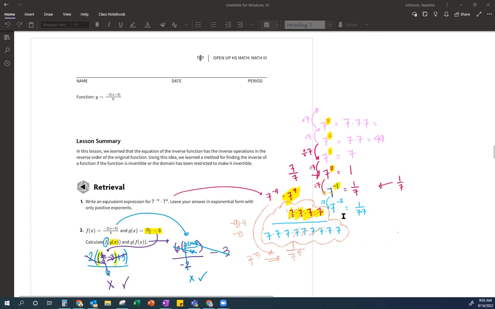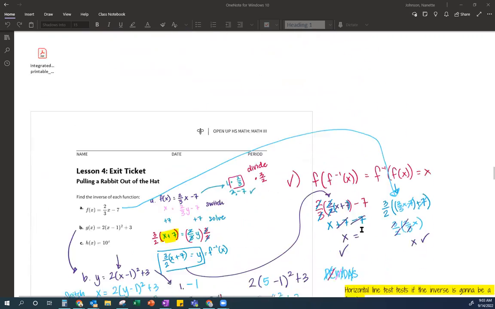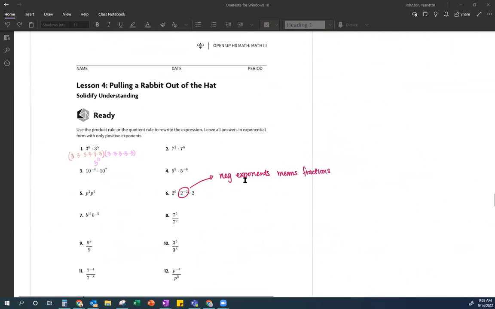So if you think about 7 to the negative third, if I was to write that out, it would be 1 over 7 times 7 times 7. I have 3 sevens on the bottom now. So what this negative exponent means is fractions, small numbers. Then it makes sense that 2 to the negative third really just means 1 over 2 times 2 times 2. Okay, so that's what that means.